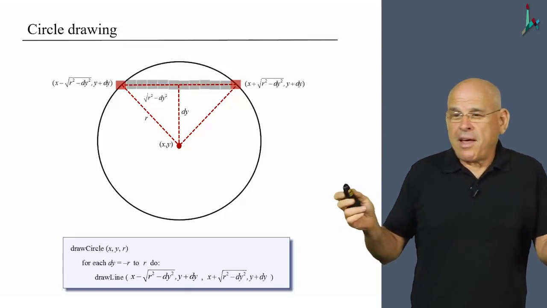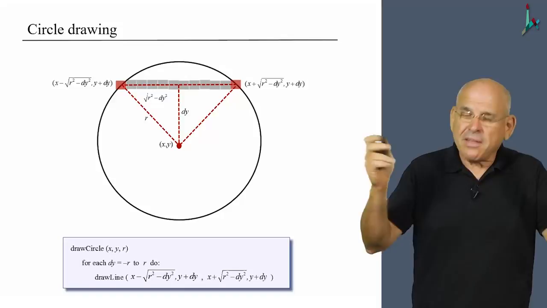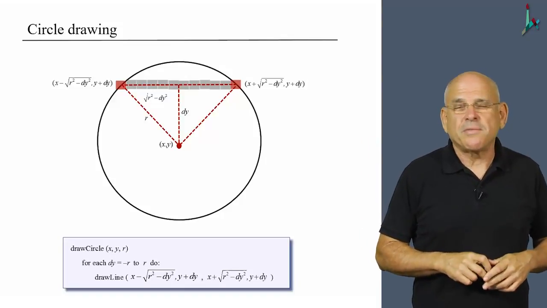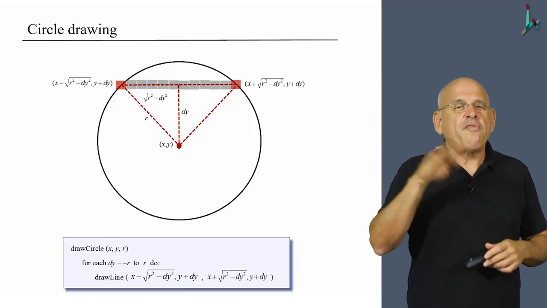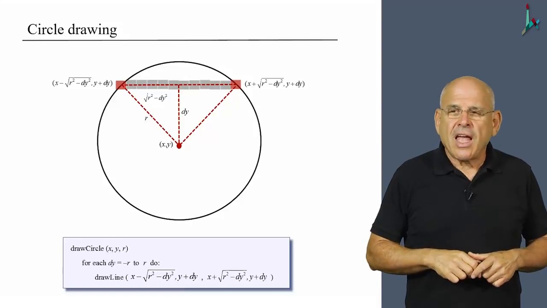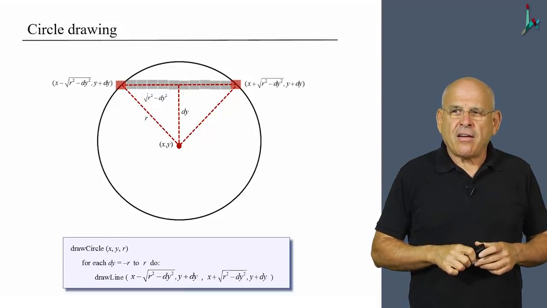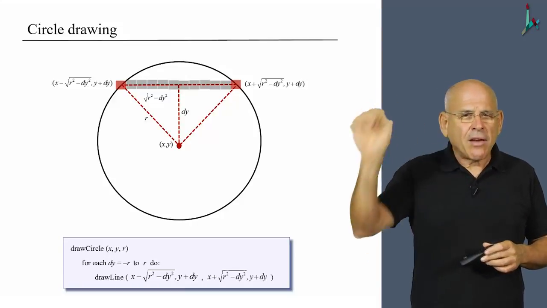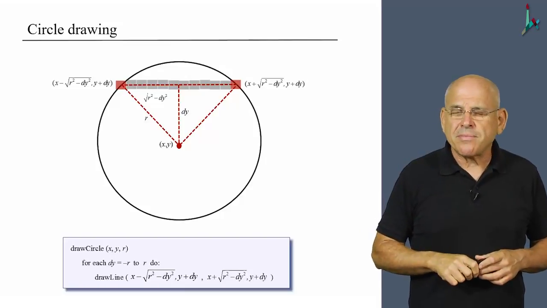It may not be what you have expected, but it delivers the goods. It will draw a filled circle. And what about drawing just the outline of the circle, which may be required?